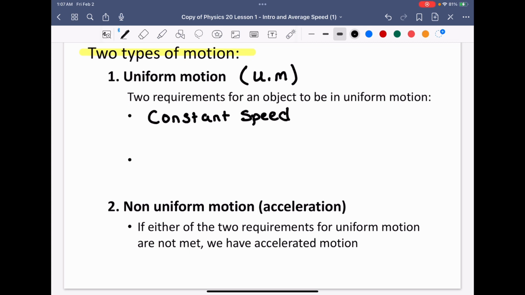Uniform implies that something is remaining uniform or consistent. So consistent speed is that first piece. And then the second piece that makes this uniform is constant direction. Constant direction is that other big one. Now, if we do not have one of these requirements, then this automatically becomes non-uniform motion, or that there's acceleration involved. So I like to denote that acceleration is not equal to 0 when we have non-uniform motion, or NUM.